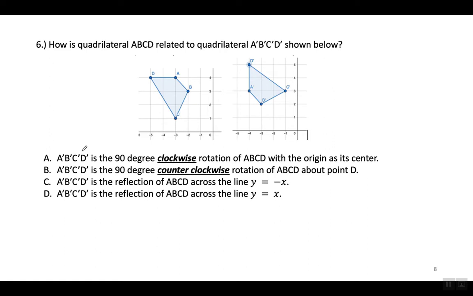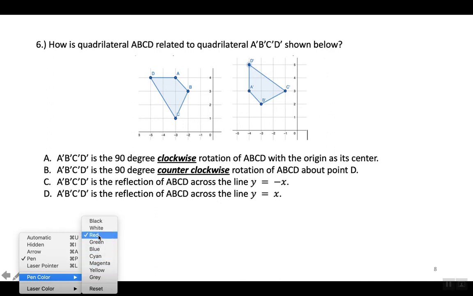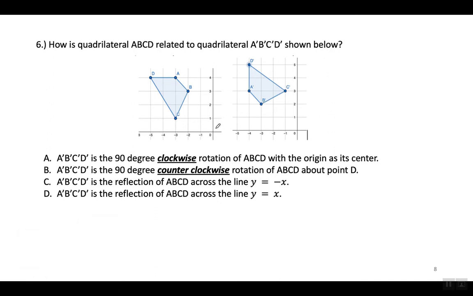Alright, so letter A, it says A prime, B prime, C prime, D prime is the 90-degree clockwise rotation of ABCD with the origin at its center. Okay, so let's look at that real quick. I'm going to try to tell you how to do this the easiest way possible. First of all, the origin at its center. So the origin is 0, 0.